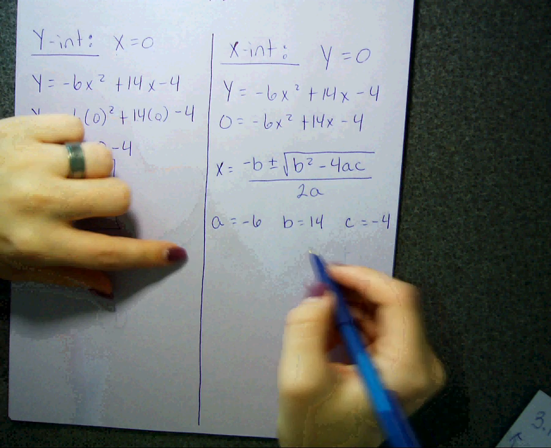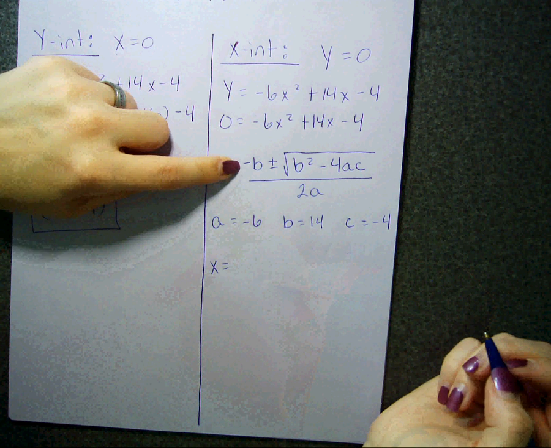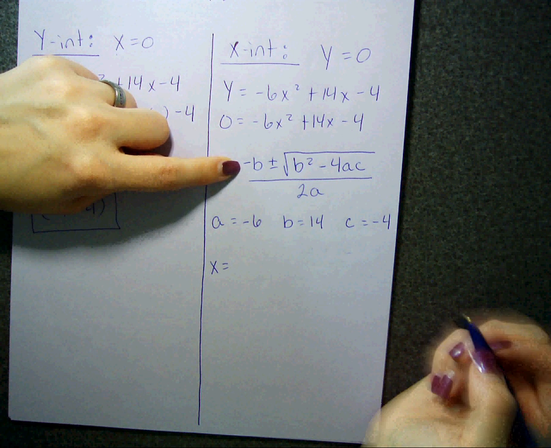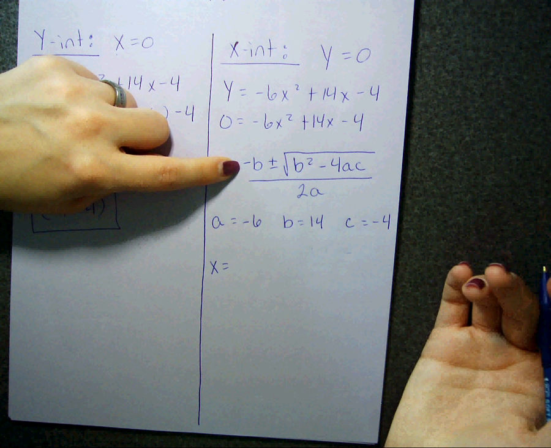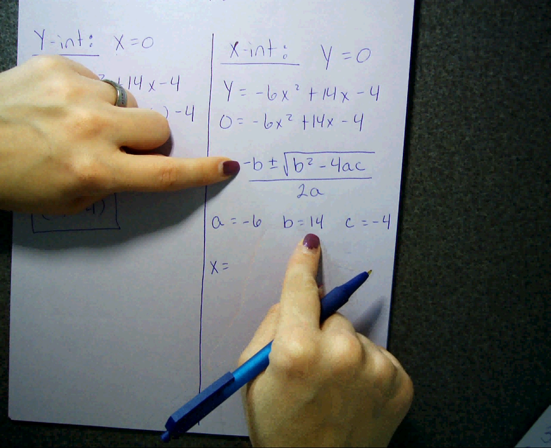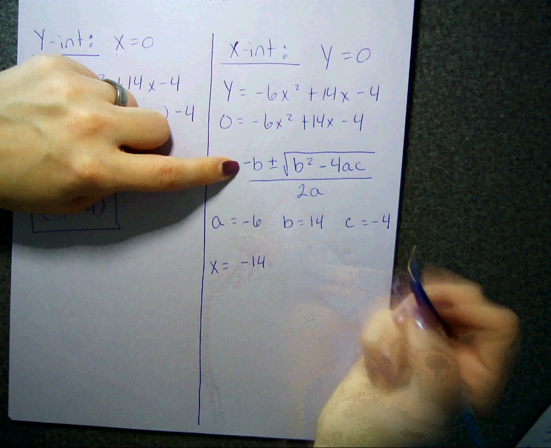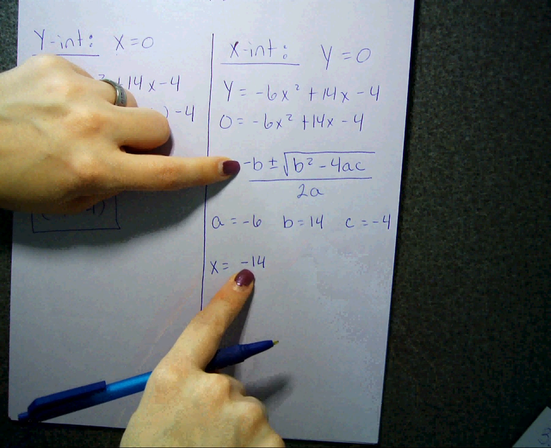So go ahead and plug in my values. I have x equals negative b. Anytime I see a negative inside of a formula, it just means the opposite. This means the opposite of b. B is positive. The opposite of b is negative 14. So if b had already been negative, the opposite would have just been a positive.